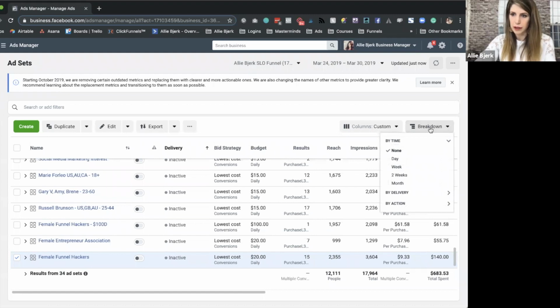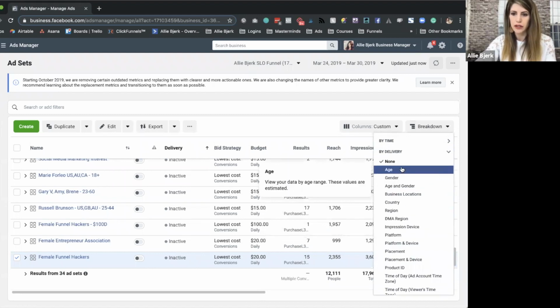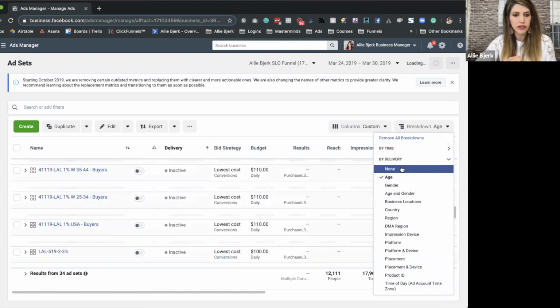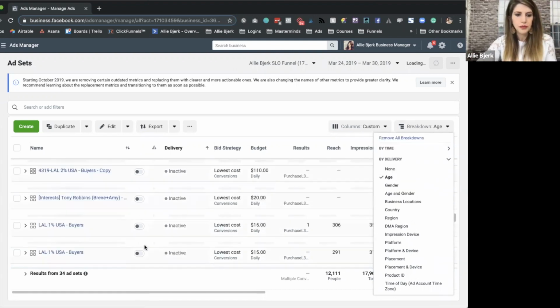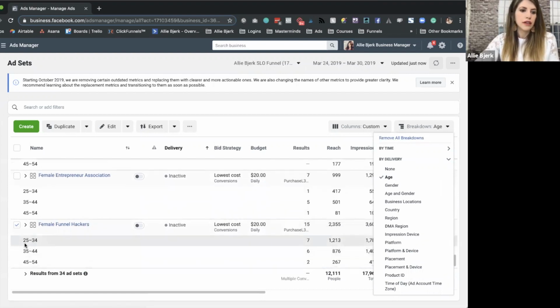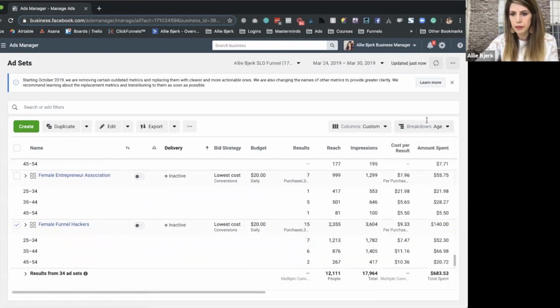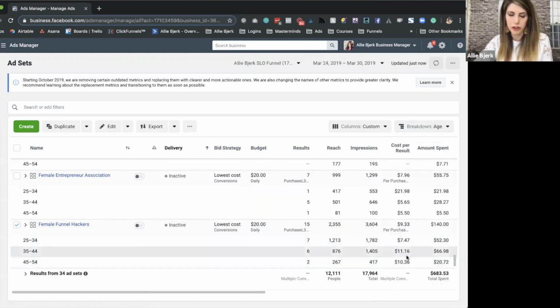So when I say scale horizontally, what I mean is that you can pull this little thing down right here that says breakdown and go into by delivery. And you can decide how you want to start breaking that up and looking at the stats. So I looked at age, first of all. I could see that of the female funnel hackers, the women between 25 to 34 were converting at about $7 per sale, and 35 to 44 were about $11 per sale.